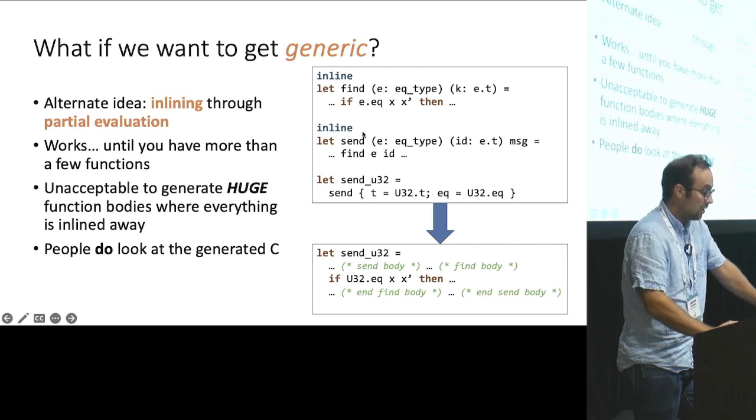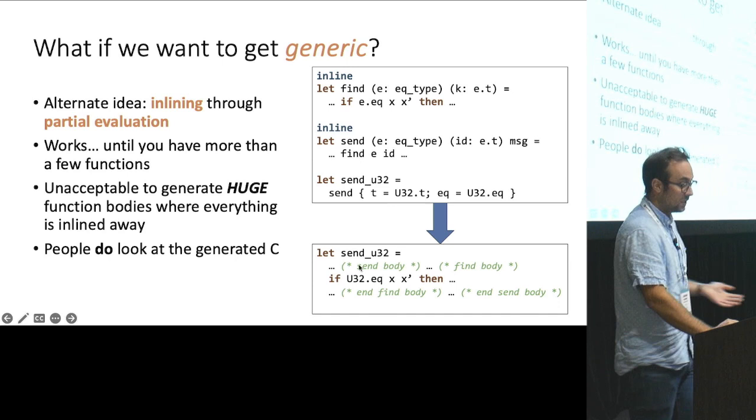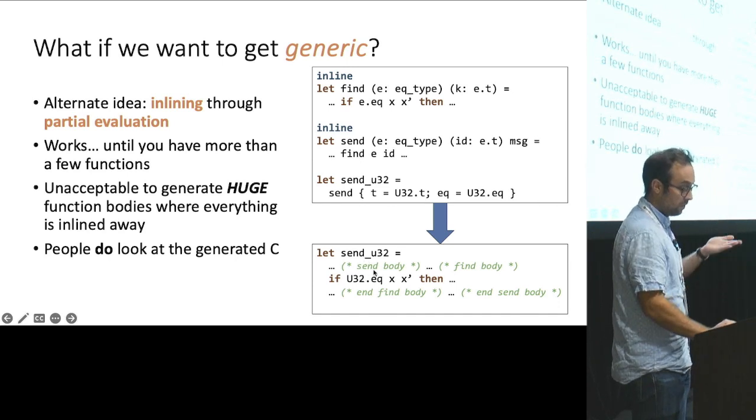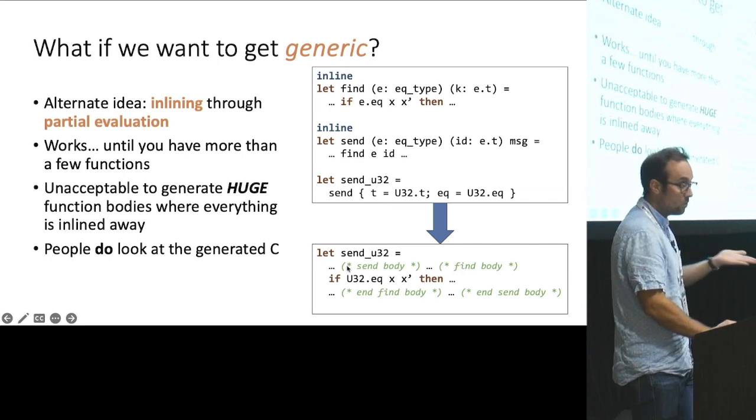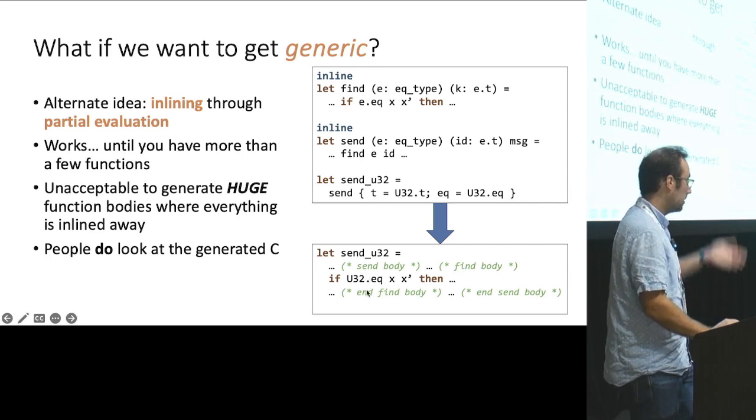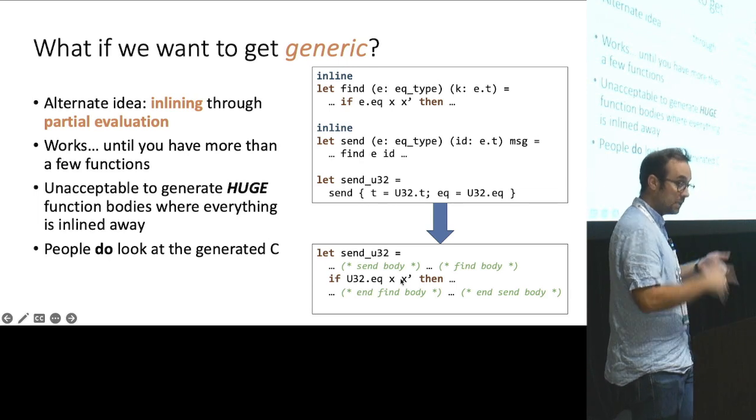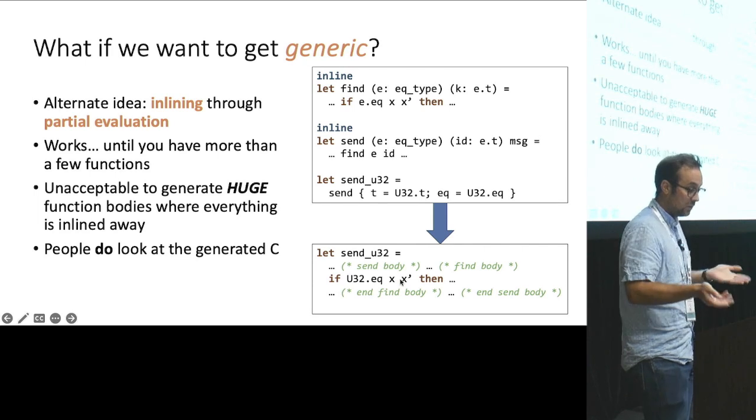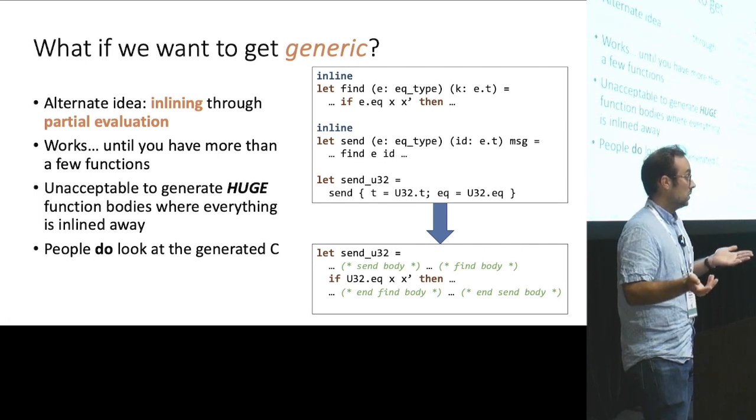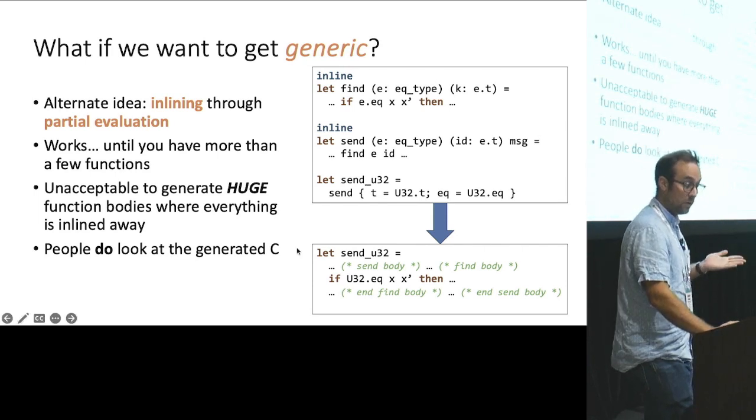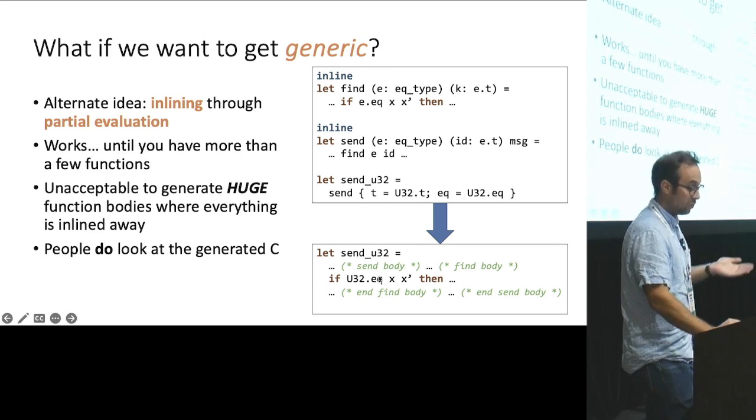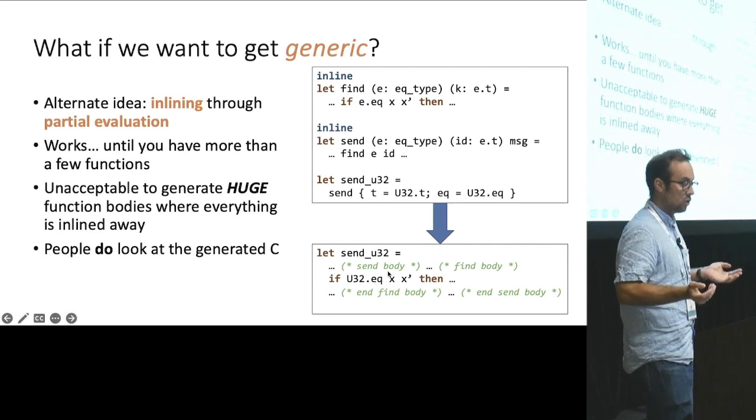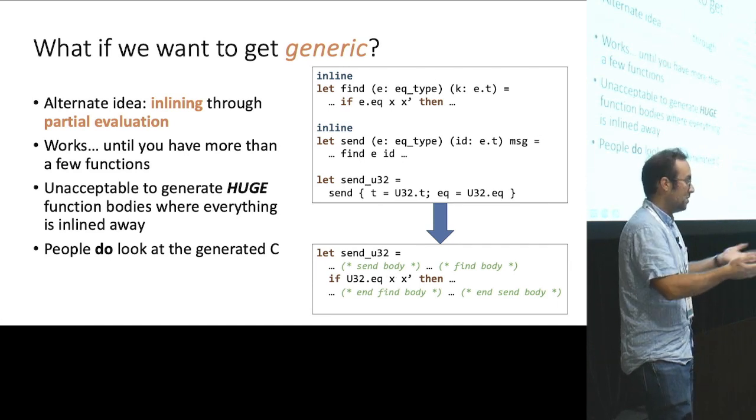And if you rely on inlining, you will find that send_u32 starts with the body of send, then inlines find, so you get the beginning of find, and then you end up with a monomorphic equality test, and then the remainder of the inlining. And that is monomorphic, specialized, doesn't rely on function pointers or passing around records. And that would compile to C, great, but it would make people very unhappy because that doesn't scale. If you have more than a few functions, inlining everything will give you 2,000, 5,000 line C function bodies, and while for me, I'm fine with it.